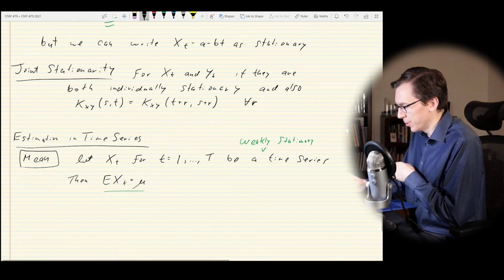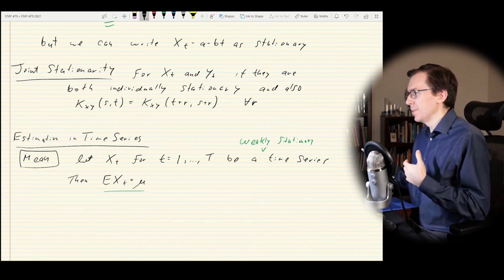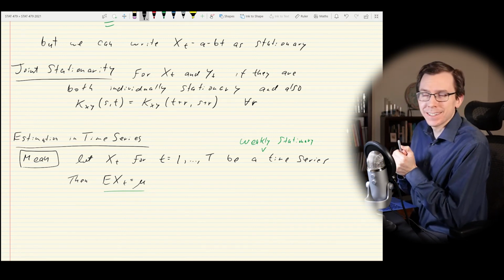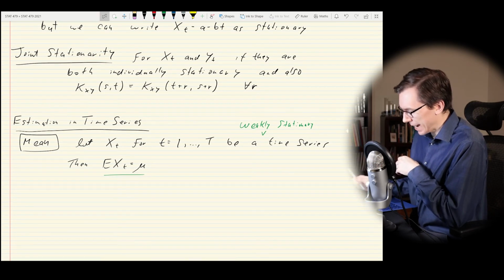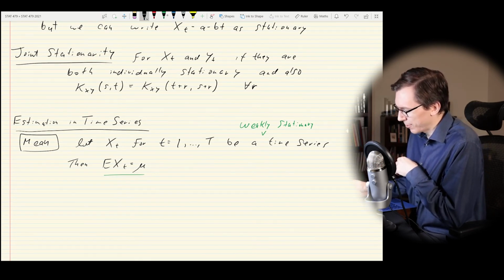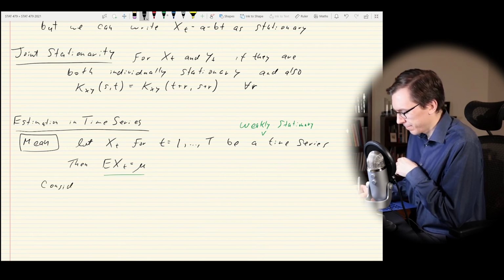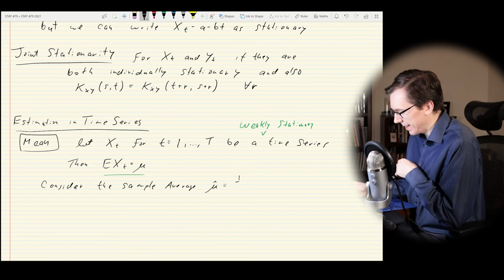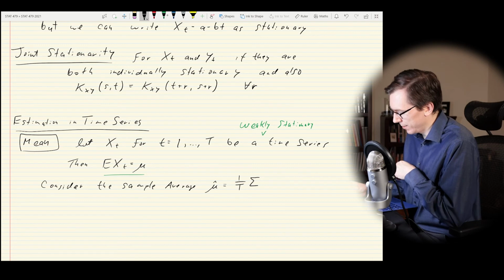Okay, well, that's cool. So then we want to estimate mu somehow. So how do we do that? Well, we take the sample average. We do exactly what you would think to do in regular stats. So we consider the sample average, which is going to be mu hat, and that's going to be 1 over capital T times the sum, indexed by little t from 1 to capital T, of x_t.